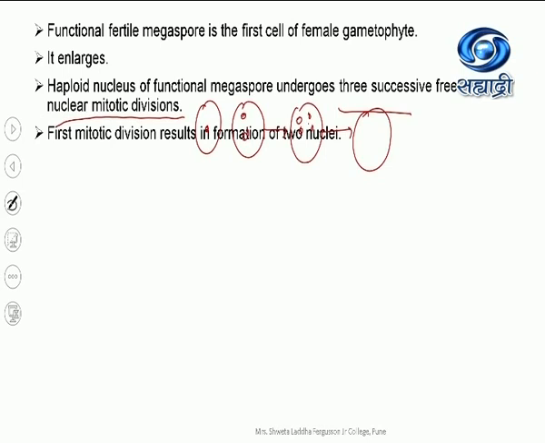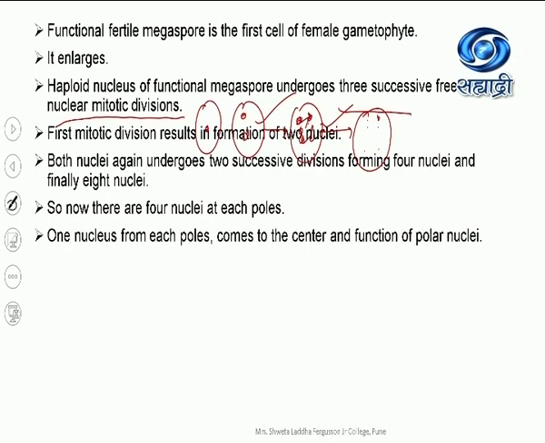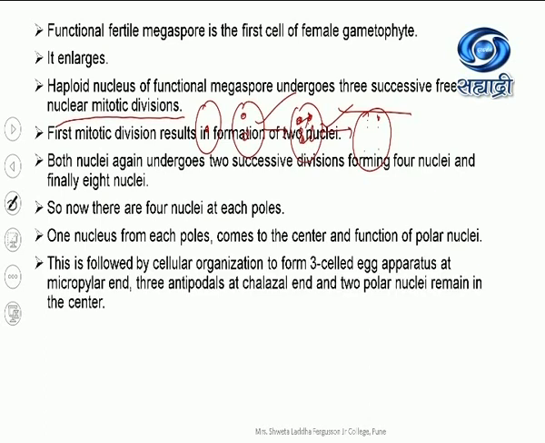The first mitosis results in the formation of 2 nuclei. Both nuclei again undergo division forming 4 nuclei. See, 1, 2, 3, 4, 4 nuclei are formed, and finally 8 nuclei are formed. So here 4 at the top and 4 at the bottom. Now there are 4 nuclei at each pole. One nucleus from each pole comes to the center, and they function as polar nuclei.